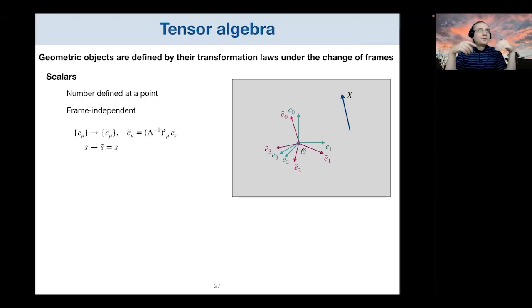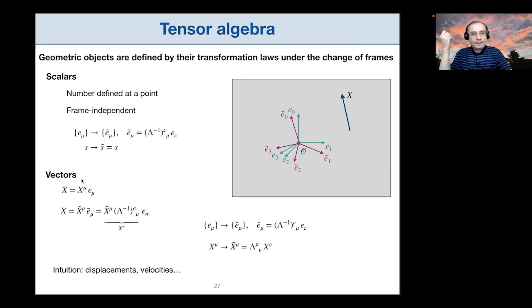And in more advanced courses, you will also encounter densities and connections and even more complicated things. So let's begin with the simplest type of objects, a scalar. Scalars are basically numbers defined at a point. They do not transform at all. They're frame independent. So you can see here that when I pass from one frame e_mu to e tilde_mu by a Lorentz transform, S doesn't change at all.